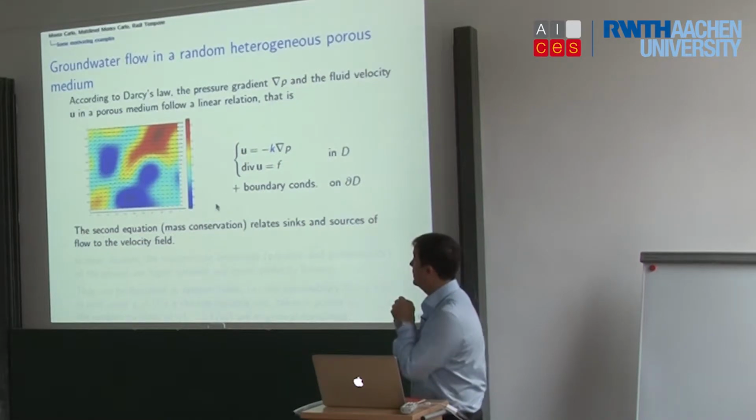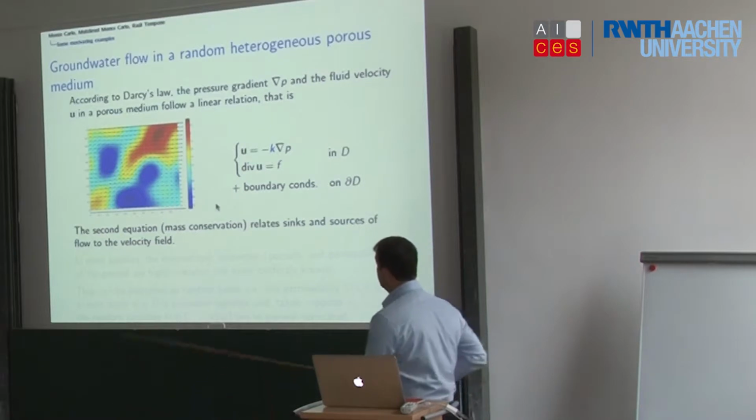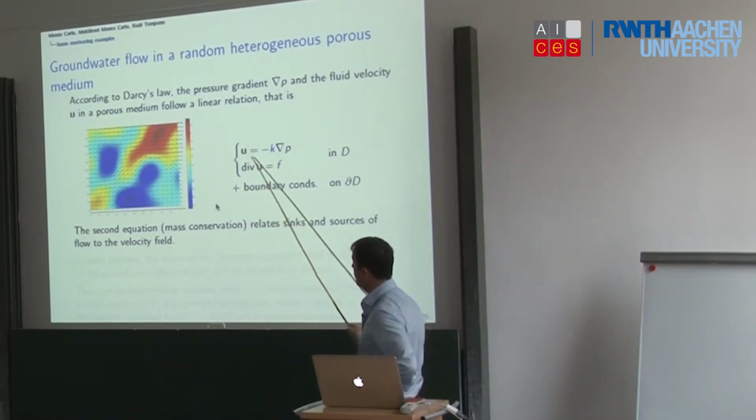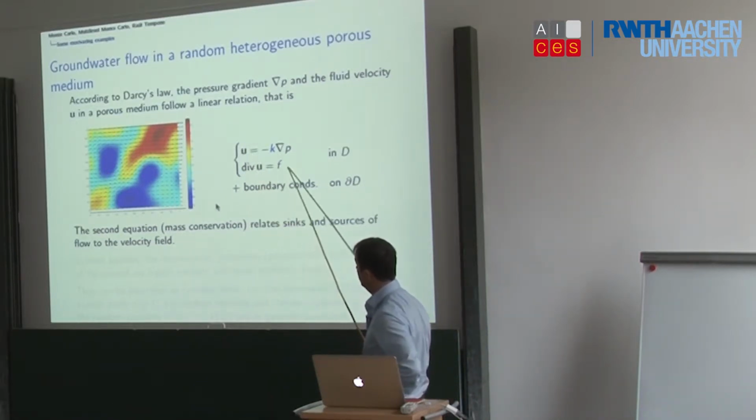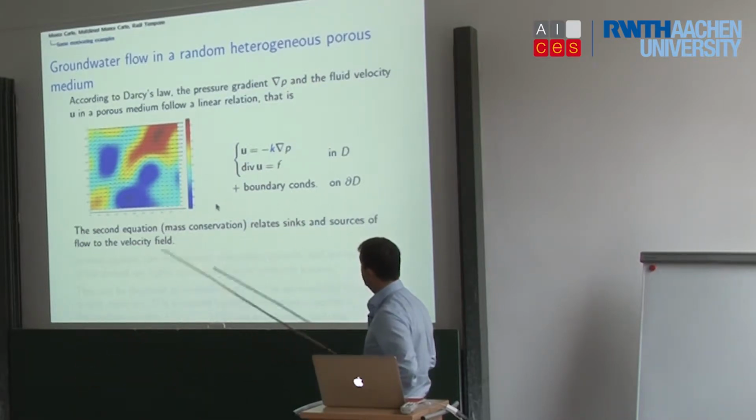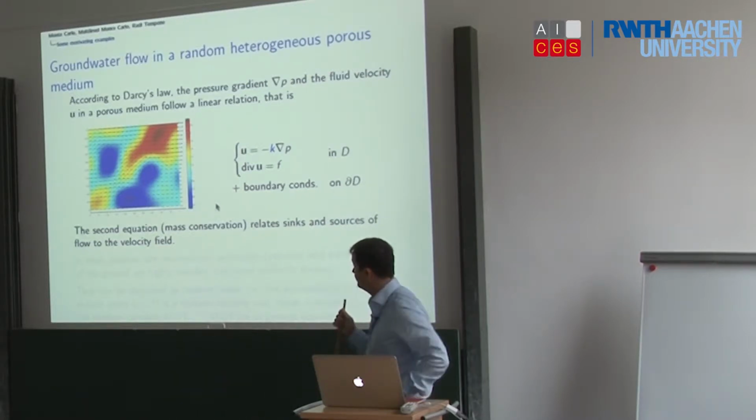Okay, another typical example is groundwater flow in random heterogeneous media. This is Darcy's law that essentially says that the flow of water in porous media relates to the pressure, the gradient of pressure, and this permeability coefficient K. So this is pretty much the heat equation, but in a different context, right? Same math. And you may have sources and sinks for the flow, and this is described by the divergence equation here. Now, what is uncertain in this context is this parameter K, okay, the permeability.